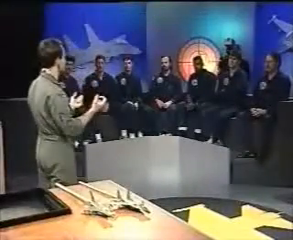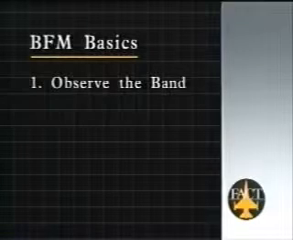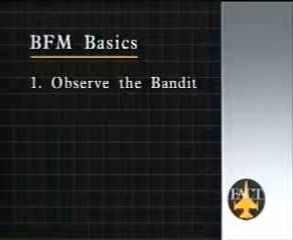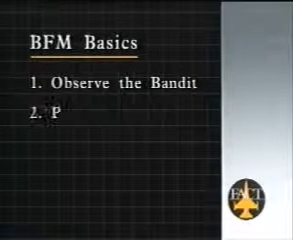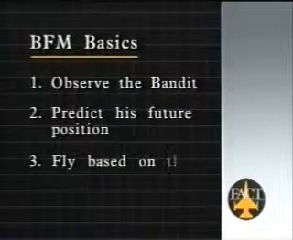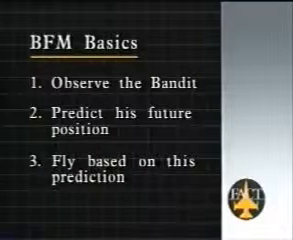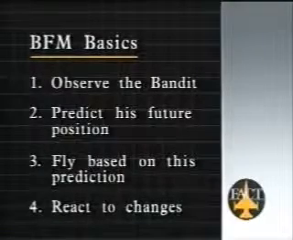The other thing you have to note about BFM is it's not flown in the present. BFM is flown in the future. You don't fly to where the aircraft is. You've got to fly to where he's going. And there are some steps to flying BFM in the future. Those steps are pretty much: observe the bandit, see what he's doing, predict where he's going, maneuver or fly the jet based on this prediction, and then when something changes, as it will, react to that change. So those are the steps: observe, predict, maneuver, react.